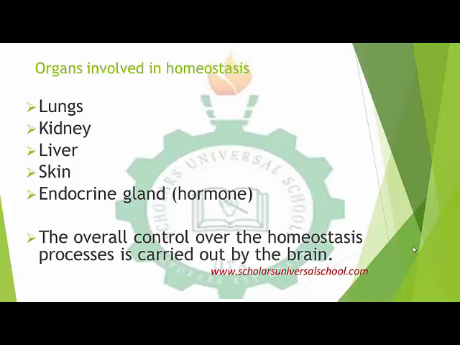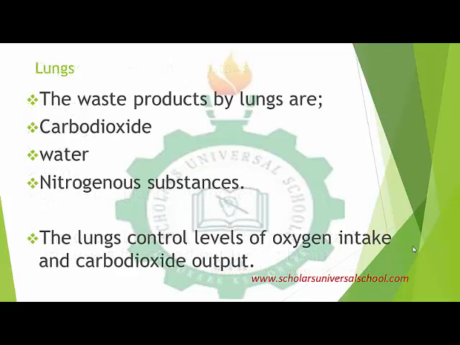But when I talk about the endocrine gland, we will talk about the part of the brain that controls production of hormones and eventually regulates homeostasis. So the overall control of the homeostasis process is carried out by the brain, like I've said. The brain performs a major function of controlling and governing these homeostatic processes. So let's talk about the lungs first.